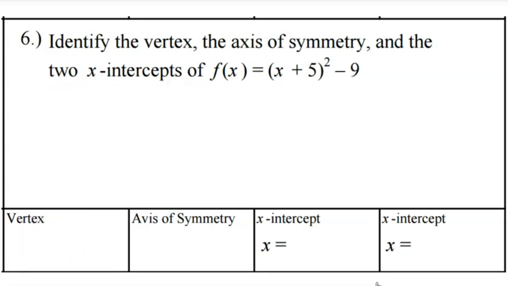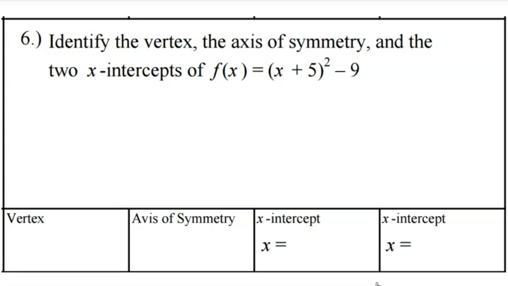We're going to put the vertex here. We're going to put the axis of symmetry. That's supposed to be an x right there. And we're going to put the x-intercept here, one of them there, and we're going to put one of them here, okay? And we're given a quadratic function in vertex form, okay?